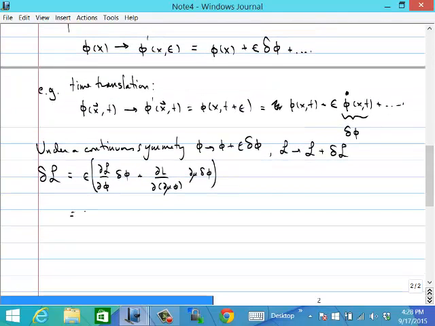And we can rewrite this, of course, as epsilon times the equations of motion plus a total derivative term. And what is that total derivative term? Well, it's d mu of dL by d(d mu phi) times delta phi.